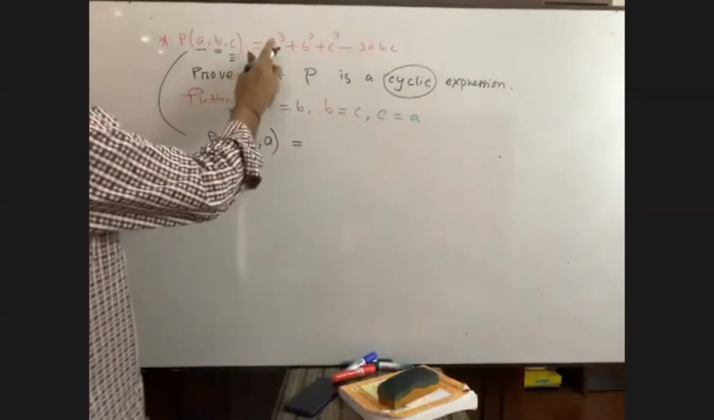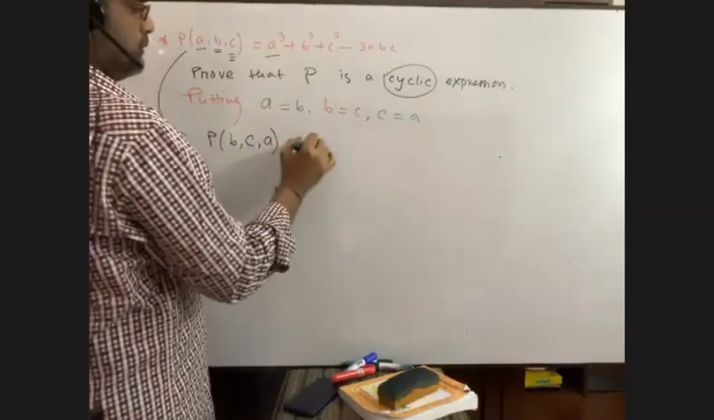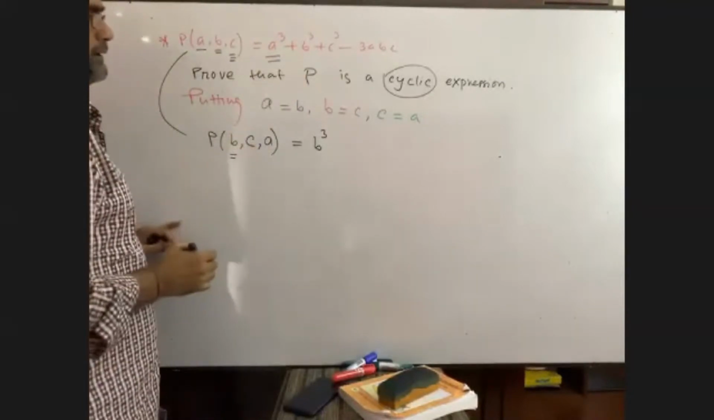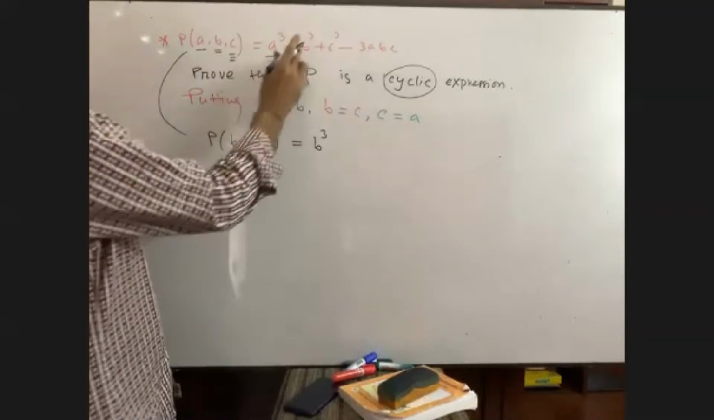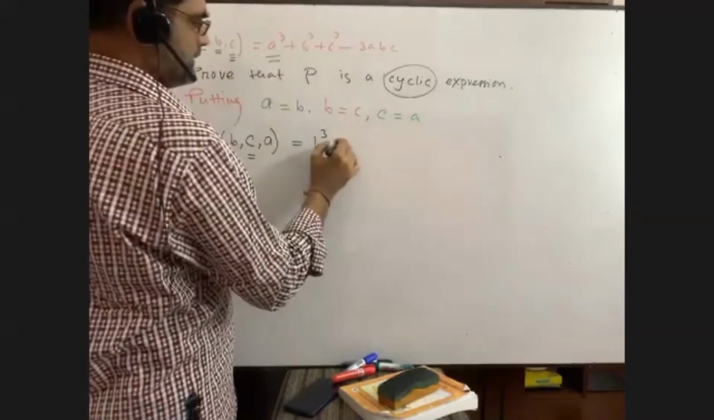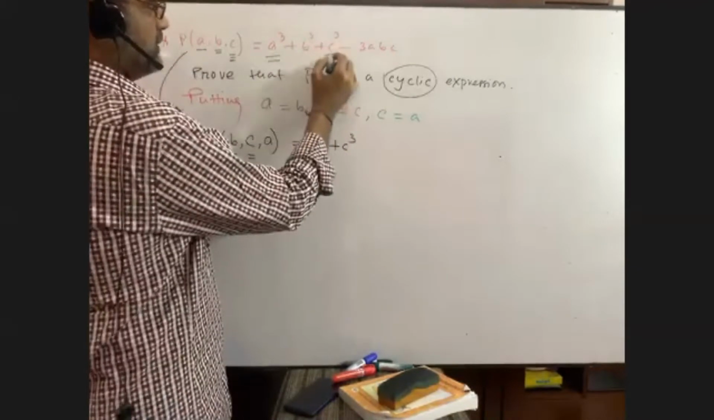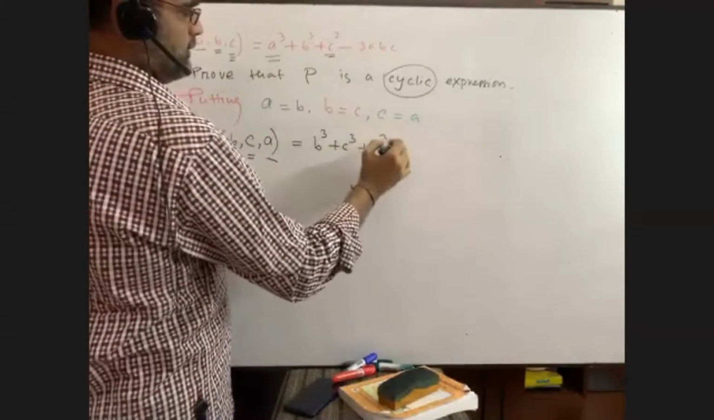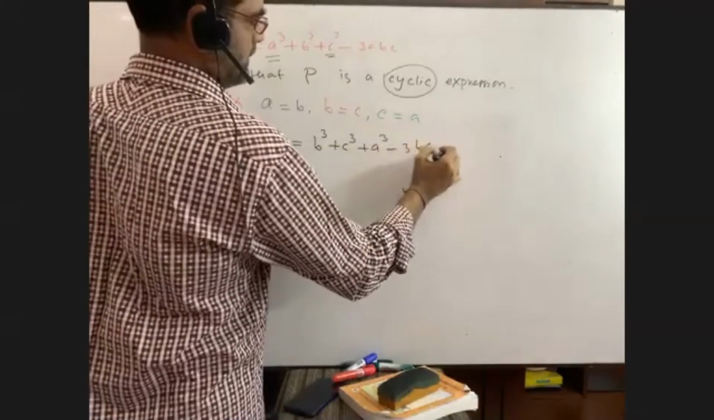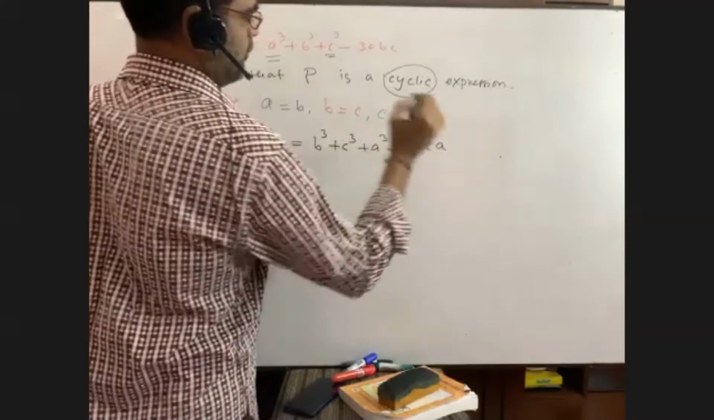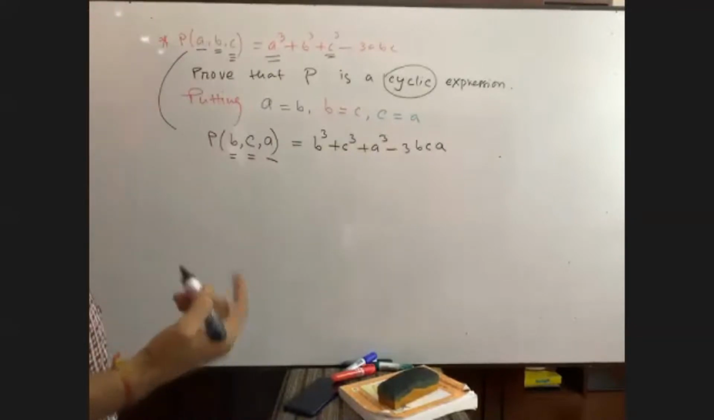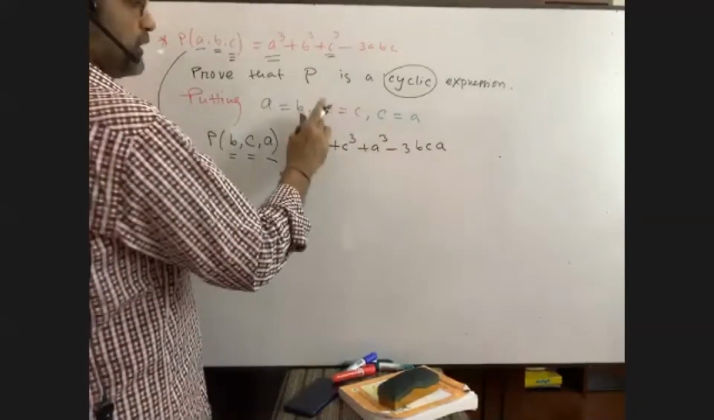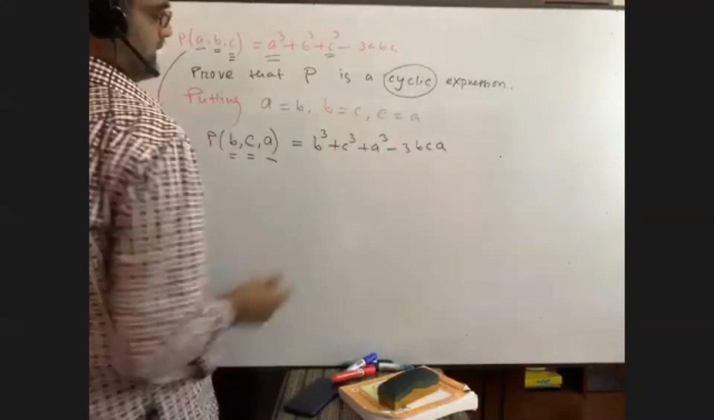Now you put the value here. What is the value of A? B. What is the value of B? C. What is the value of C? A. So we get B cube plus C cube plus A cube minus 3 BCA. What have I done actually? I have just put the values: for A it is B, for B it is C, for C it is A.